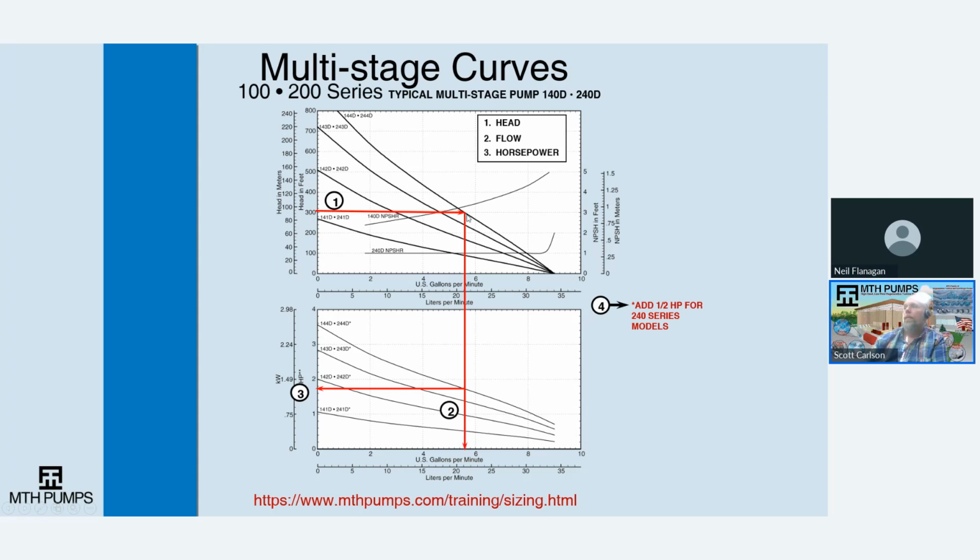So we have the selection and then the horsepower. So we're at the 1.75, and then we'd add a 0.5 horse to that. So it'd be 2.25. So you'd have to go up to the next size motor, which would be a 3 horse motor.